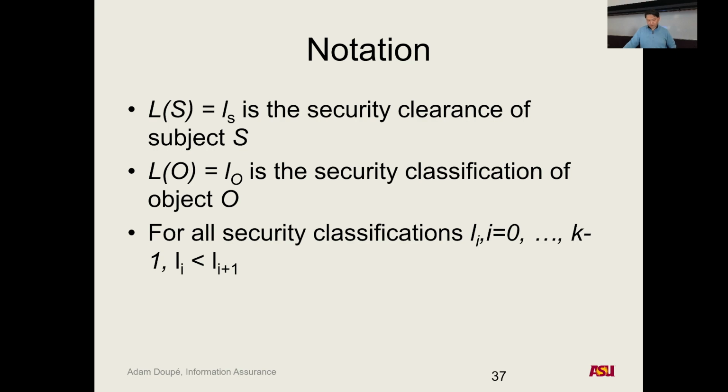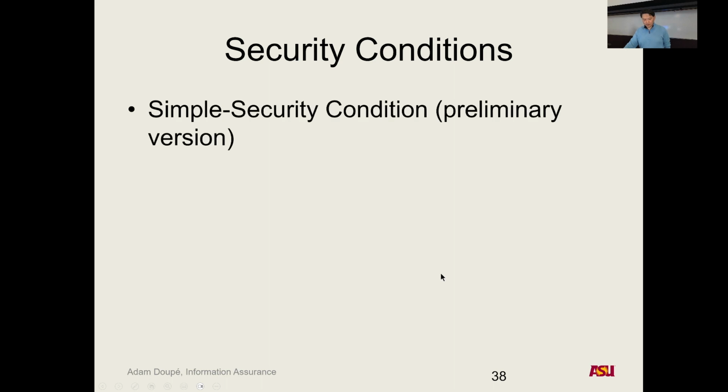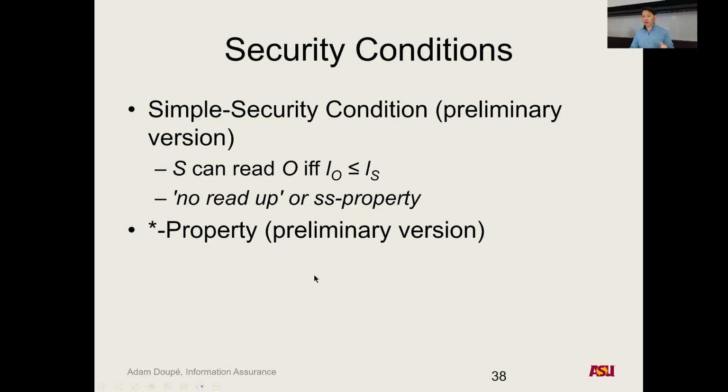So this is basically the definitions of some formal model describing the rule and policy, and then let's define some security conditions. These conditions we will revisit again later. I brought these conditions from the Bell-LaPadula model. There are two conditions. The first one is the simple security condition, or SS condition. The other one we call the star property.